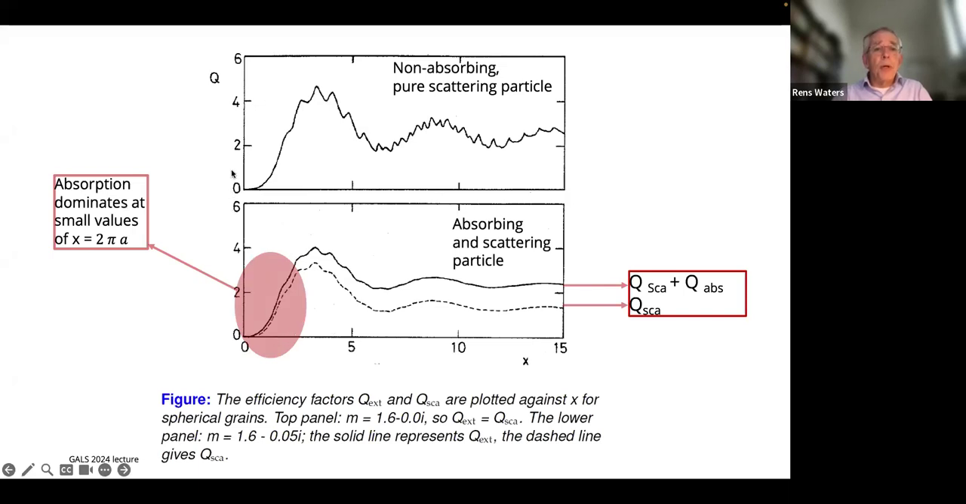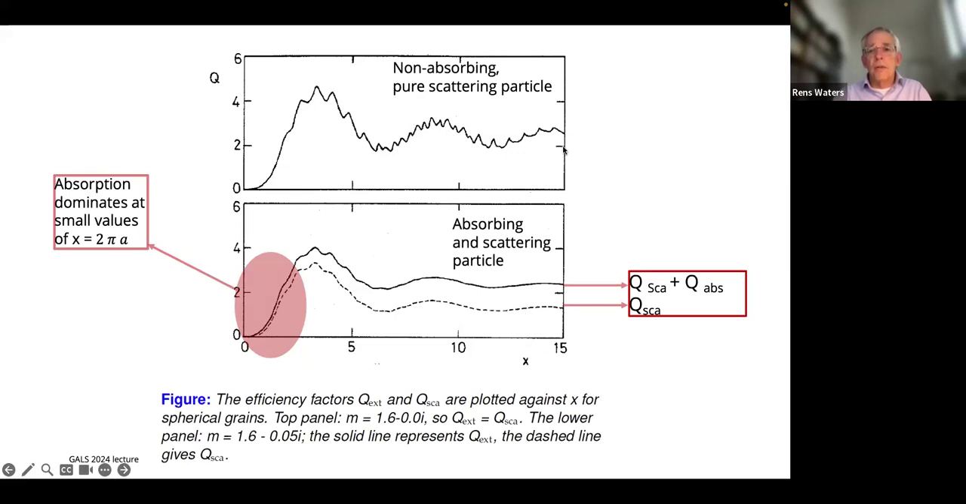Then you can plot Q as a function of x for, in this case, a particle which has this refractive index, so it only has a real part, no imaginary part. So Q extinction is Q scattering. That's why you see only one curve, and you get this wiggly interference pattern, which is really the interference of the incoming wave, the transmitted wave, and the emitted wave of the dust particle. That gives you an interference pattern that looks like this as a function of x.